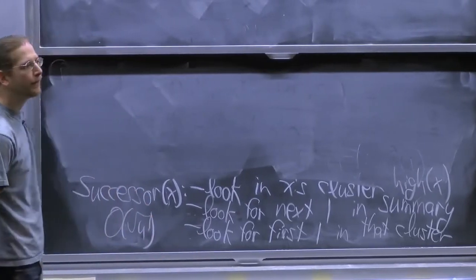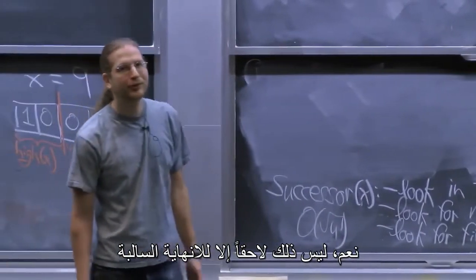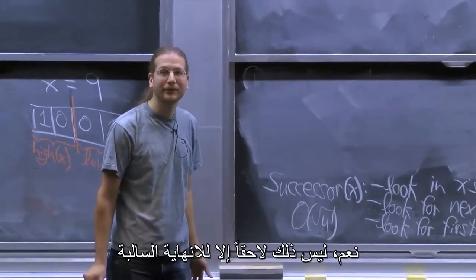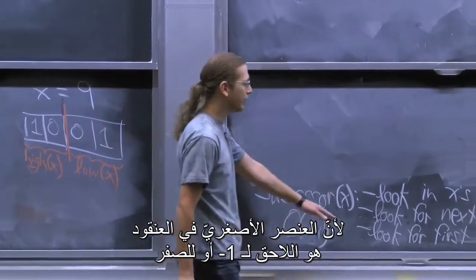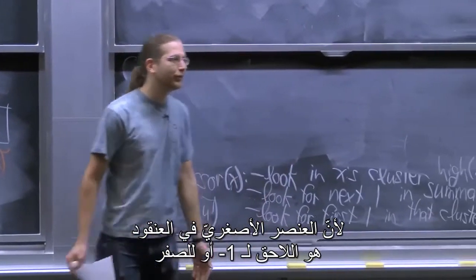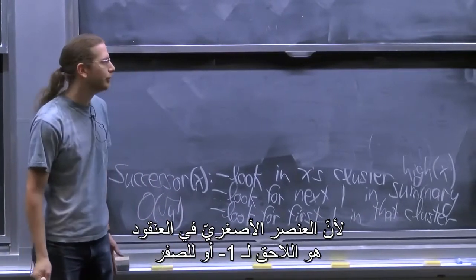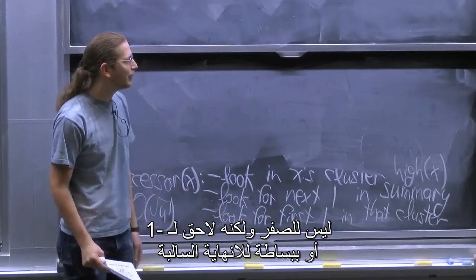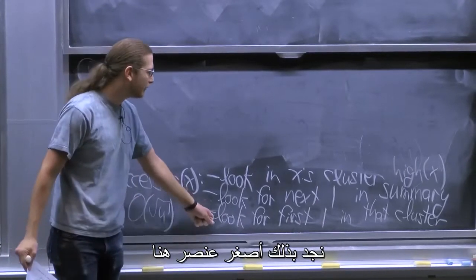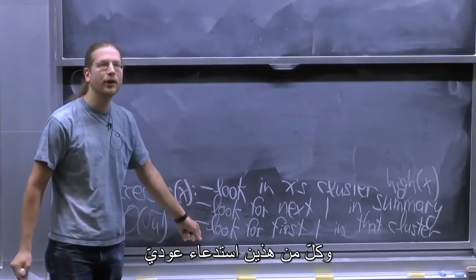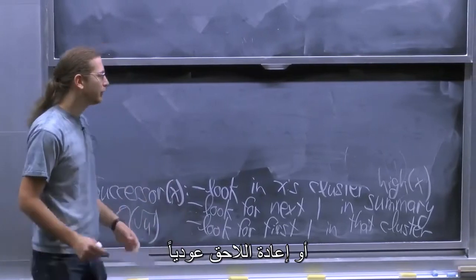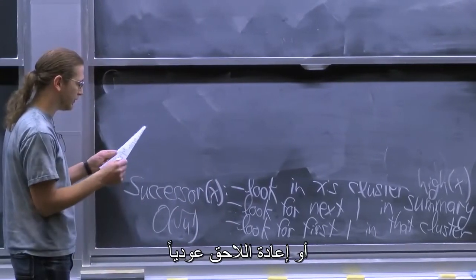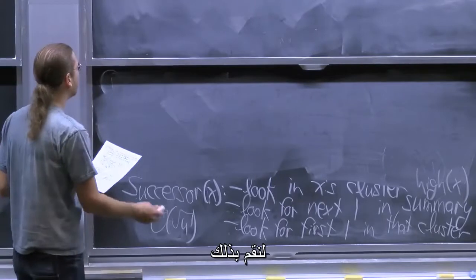Yeah, that's just the successor of negative infinity. Right? It's finding the minimum element in a cluster. It's the successor of -1, or maybe more intuitively, negative infinity. That'll find the smallest thing here. So each of these is a recursive call. I can think of it as recursively calling successor. So let's do that.